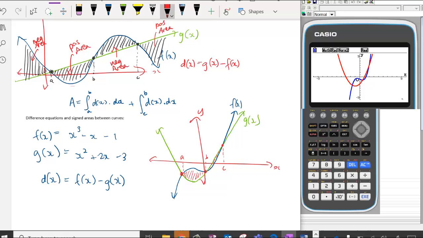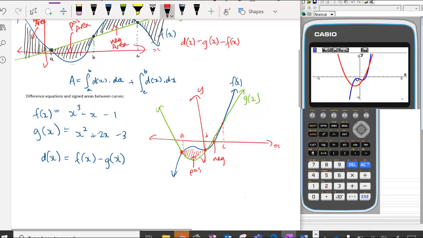When f of x is above g of x, it will be a positive area, and when it's below, it will be negative. So there are two ways we can visualize it. We can visualize it just like that, and we can look at identifying those areas, going, this is positive, this is negative, and determining our function.